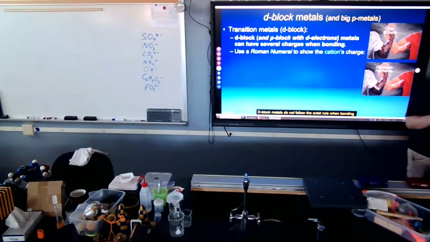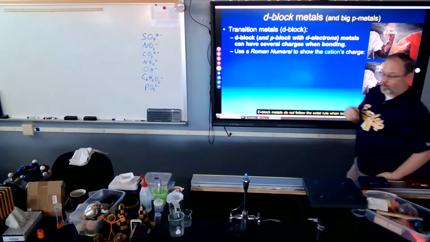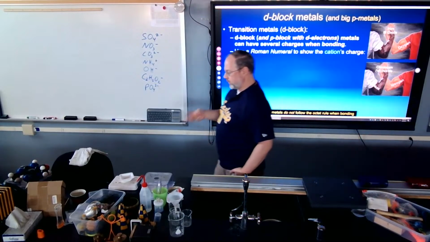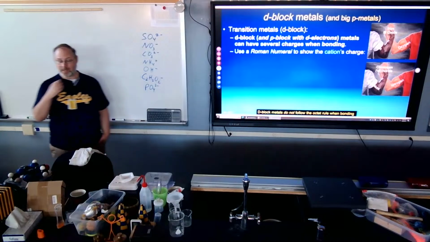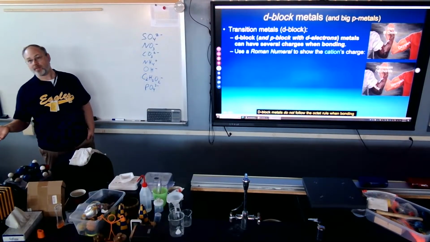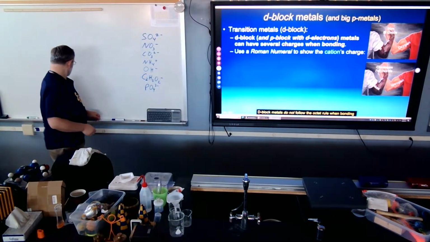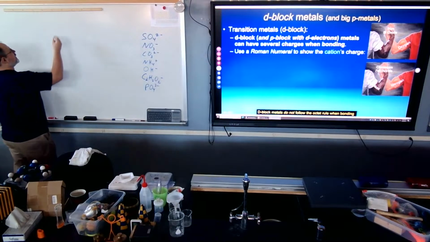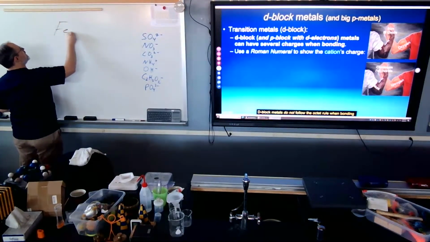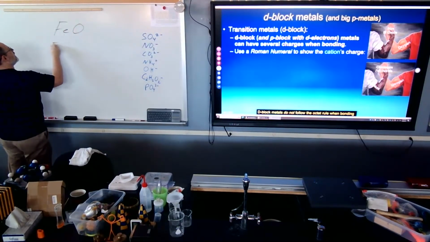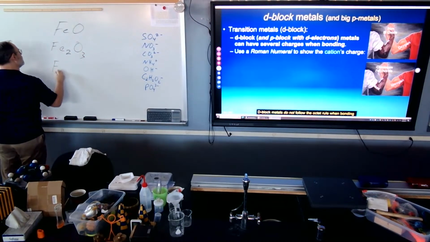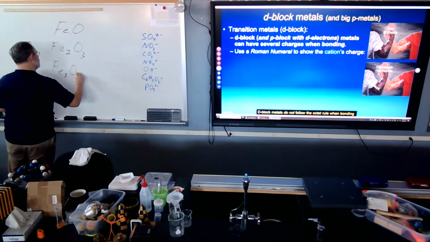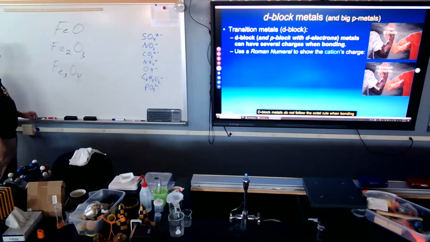So I have a whole bunch of iron oxides. I actually have 3 iron oxides in the back room. One's red, one's black, and one's gray. If I just said, go get some iron oxide, you'd be like, which one? Well, they all have different formulas. One of them is FeO, one of them is Fe2O3, and one of them is Fe3O4. So these are all iron oxides.